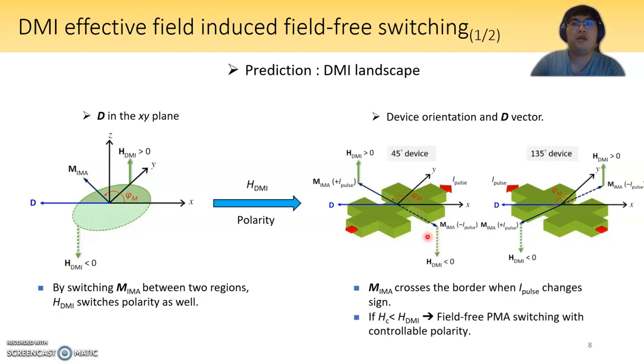they can have their magnetization switch back and forth between these two regions when the polarity of the current is changed. And when we compare this 45-degree device with, let's say, the 135-degree device, the nature of the IMA switching is exactly the same, but the sequence of how the IMA magnetization traverses the XY plane is exactly opposite because of the orthogonal geometry. And if we utilize the opposite signs of DMI effective field in the two regions, we expect possible field-free switching.